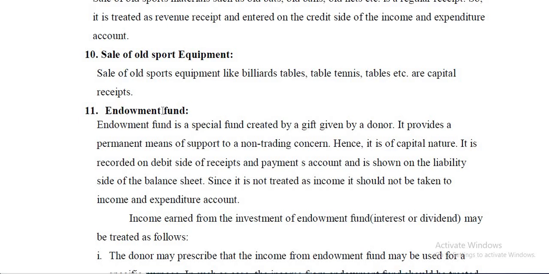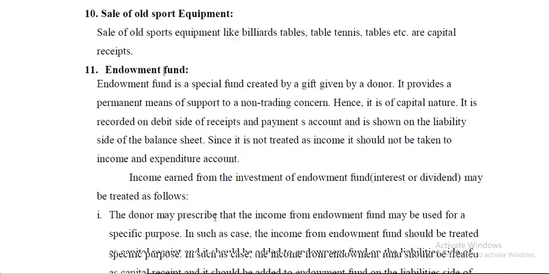Okay, endowment fund. For example, in colleges you may receive endowment funds for the purpose of giving endowment prizes. Sometimes the donor may insist that the amount given at the beginning should be kept permanent, and the income generated therefrom, maybe by keeping that in fixed deposit in a bank or something like that, whatever income is generated from the original fund should be used for a particular purpose or for general purpose in order to help the non-trading concern in improving the general financial condition.